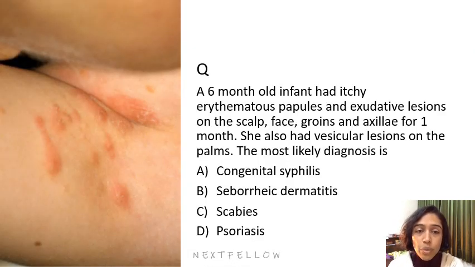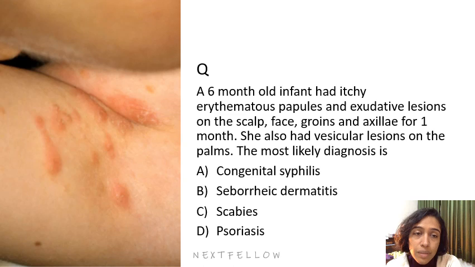Okay, a 6-month-old infant has itchy erythematous papules and exudative lesions on the scalp, face, groins, and axilla for 1 month. She also has vesicular lesions on the palms. The most likely diagnosis is congenital syphilis, seborrheic dermatitis, scabies, or psoriasis.